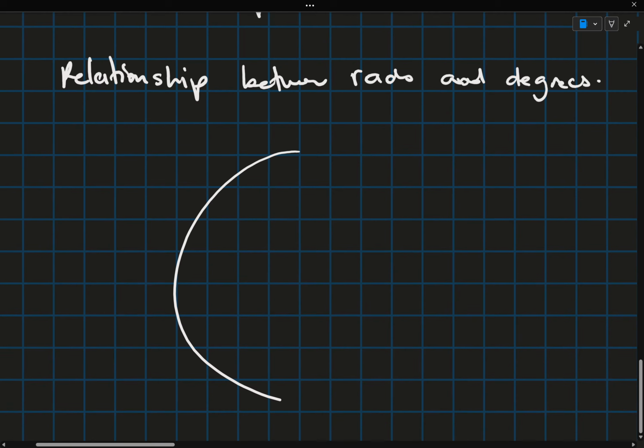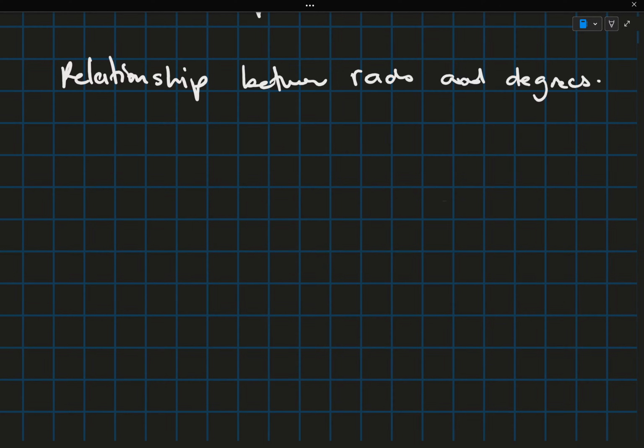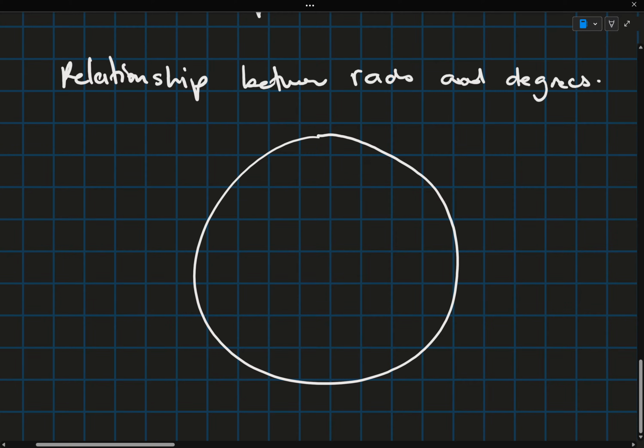Alright, so let's look at this. Say we just have a regular circle. Why is the circle not circling? Hold on. Oh, because it broke in the middle of it. Alright, so the circle is not circling.